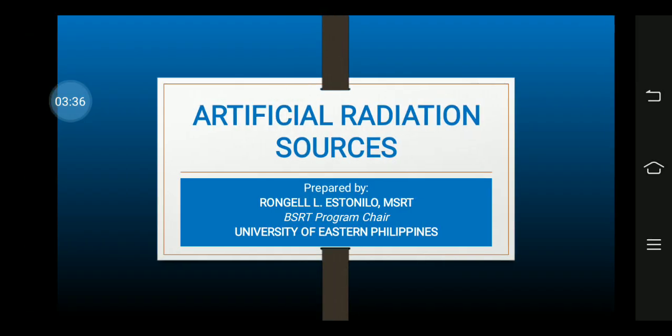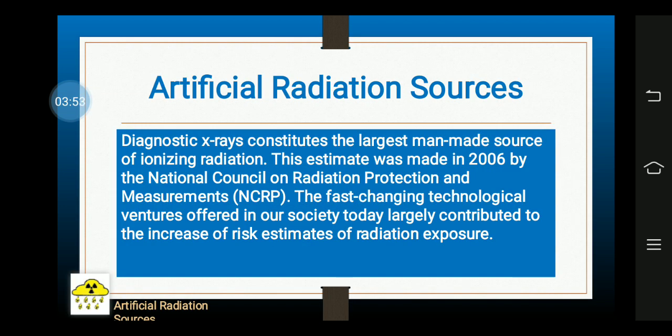So guys, this morning we are to discuss the artificial radiation sources. This is just a short discussion, and I hope you listen carefully and get something out of it. Let me start by reading the introduction. Diagnostic X-rays constitute the largest man-made source of ionizing radiation. This estimate was made in 2006 by the National Council on Radiation Protection and Measurements. The fast-changing technological ventures in our society today largely contributed to the increase of risk estimates of radiation exposure.